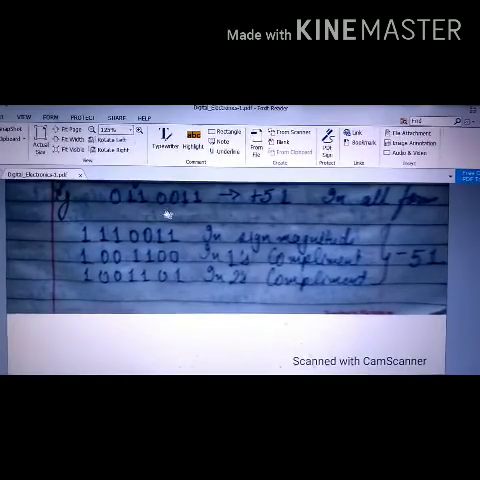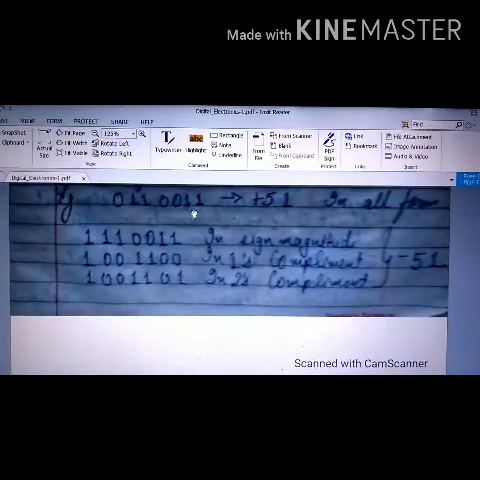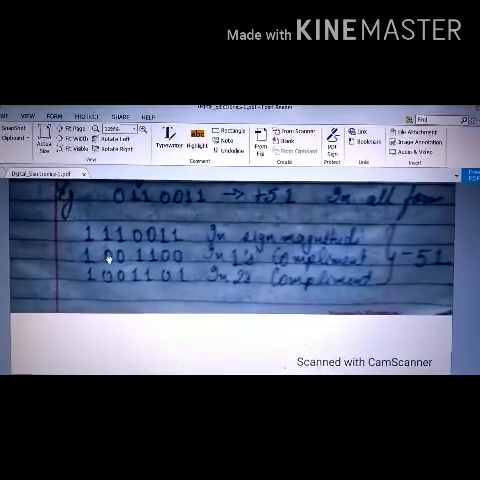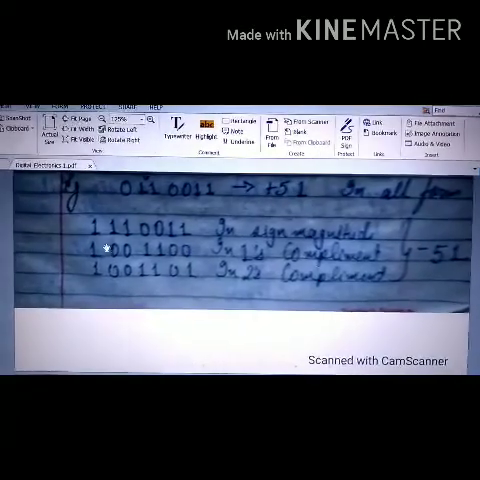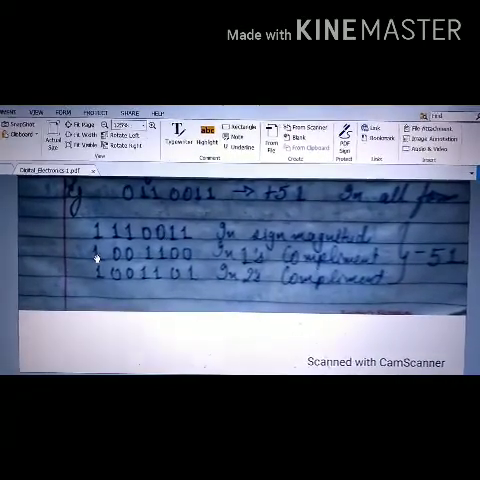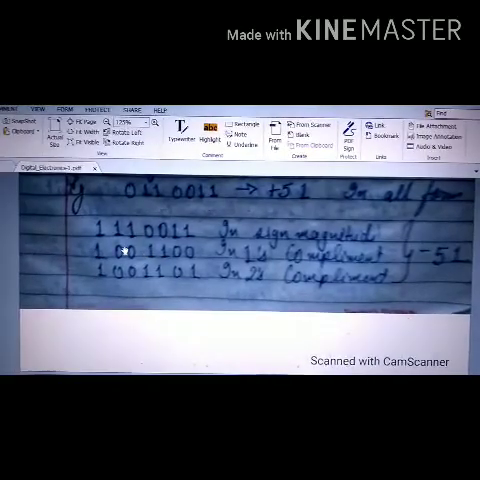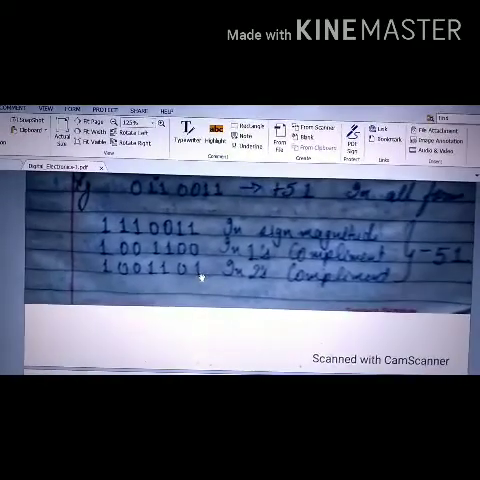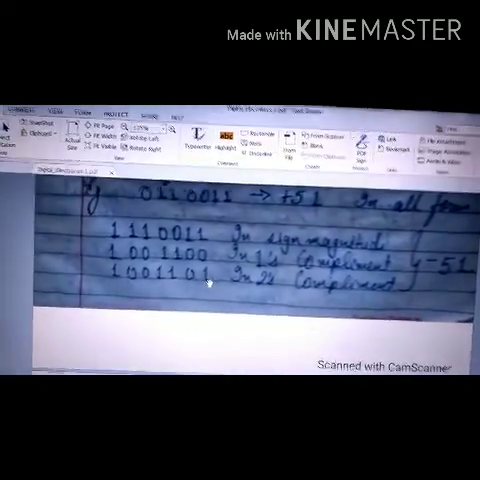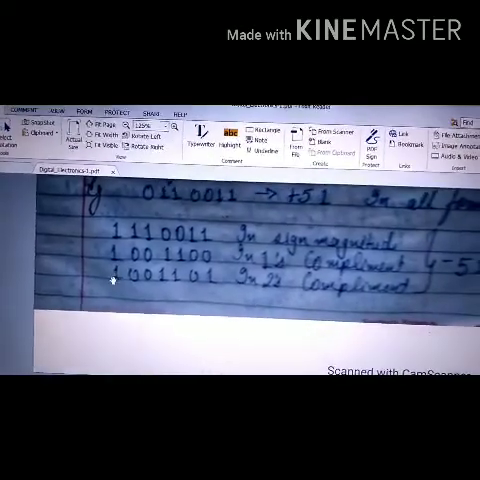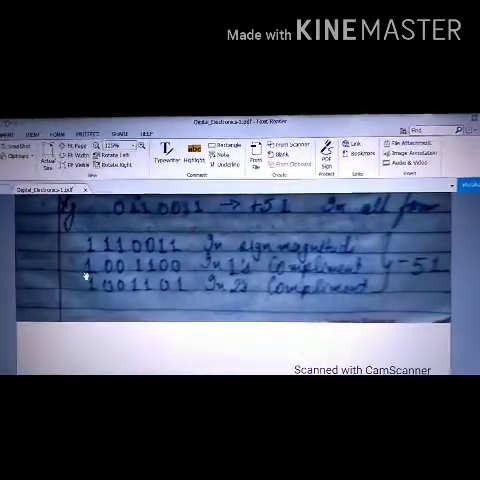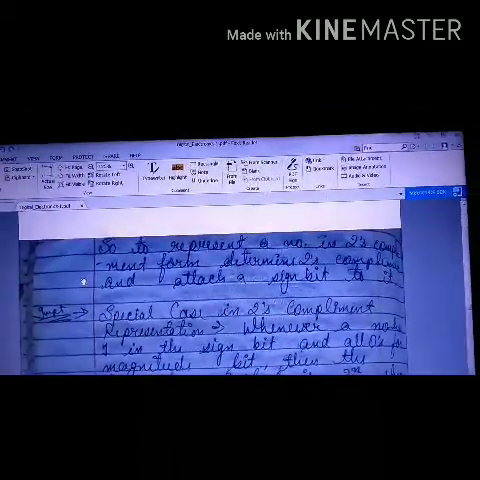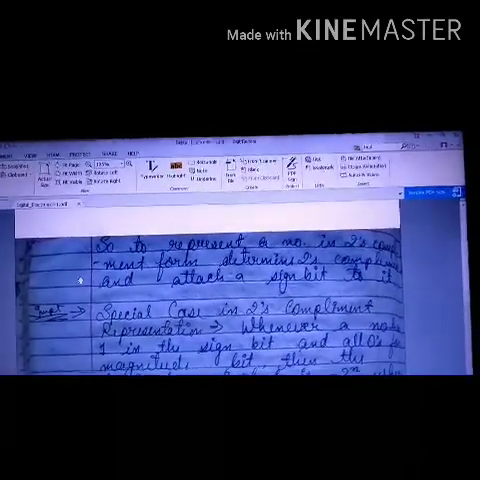In 1's complement form, this is our number 110011. We will convert 1's into zeros and zeros into 1's. So the number will become 001100, and this one will be the sign bit. It will be 1 again because it is a negative number. For 2's complement, this is the 1's complement of a number and we will add 1 to it, and it will become 001101, and 1 at the MSB position is representing sign bit, that is, it is a negative number. Now, so to represent a number in 2's complement form, determine the 2's complement, attach a sign bit to it.